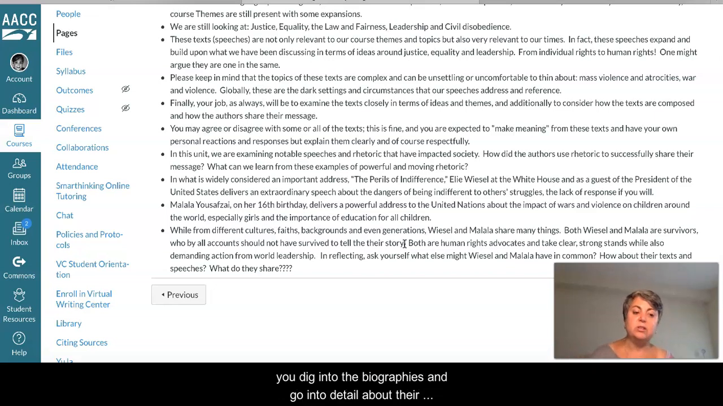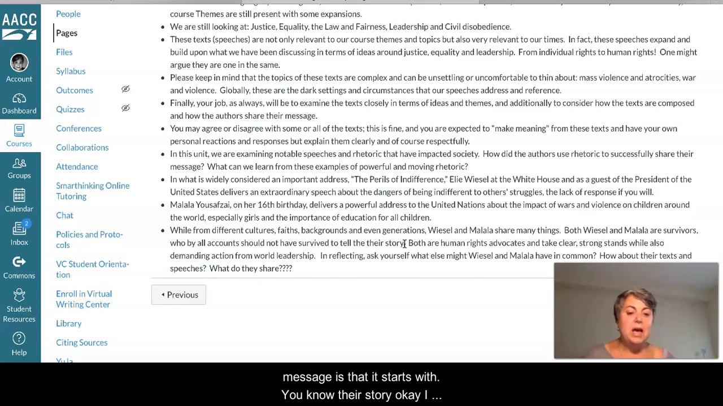And I'll let you dig into the biographies that go into detail about their stories and their backgrounds. But that's something that both Malala and Wiesel share in common. They are survivors. They have a survivor story. And that's definitely part of their speeches when they're sharing their message, is that it starts with their story.